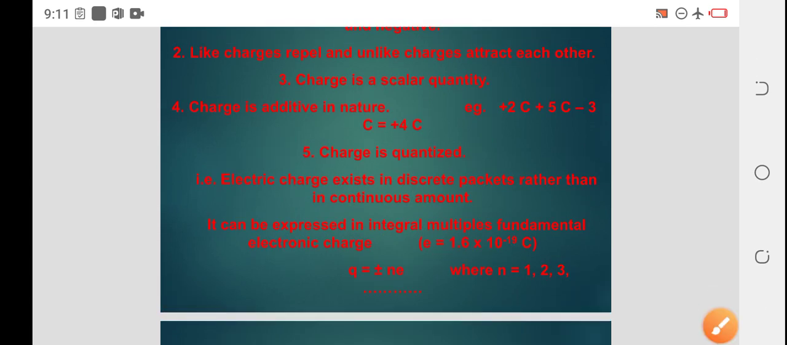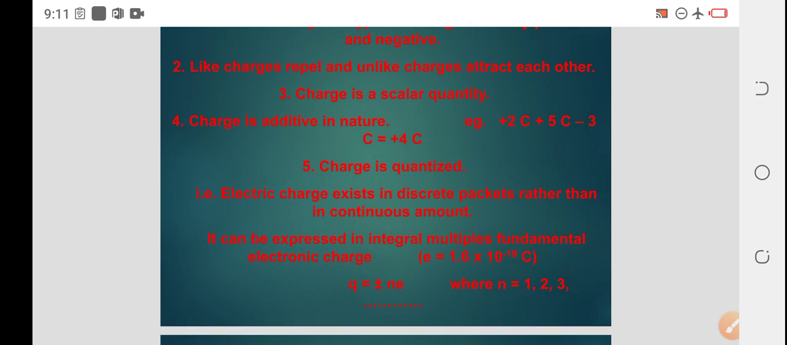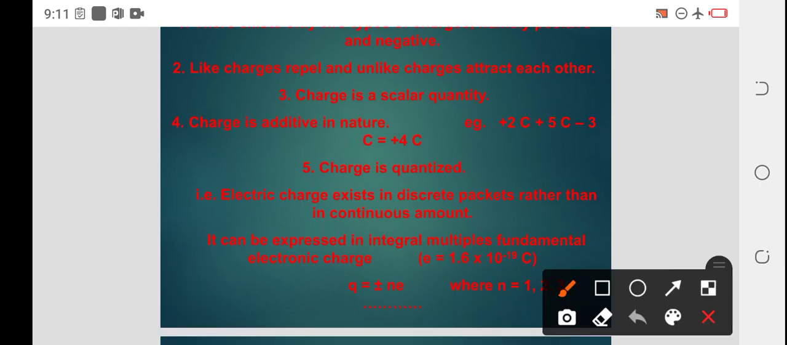Third, charge is a scalar quantity. Fourth, charge is additive in nature. That means we can add. Take this example: 2 coulombs, 3 coulombs, minus 3 coulombs. 2 plus 5 is 7, 7 minus 3 is 4. This is the additive character.